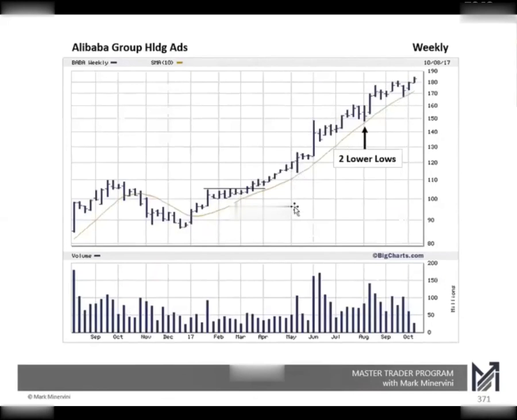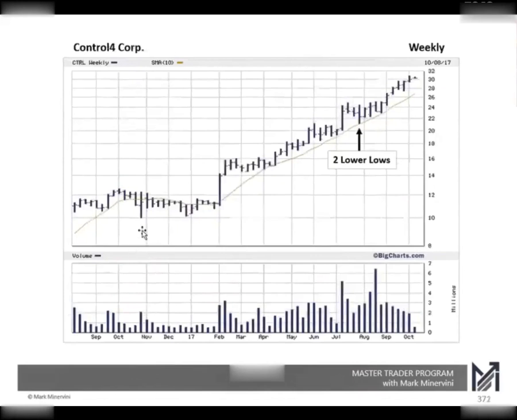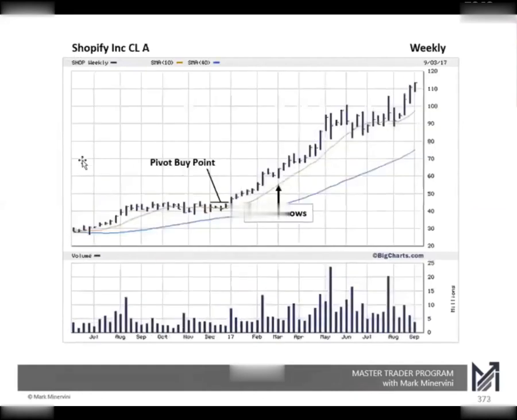This is a great way, especially if you're coming out of a large base, coming out of a bear market. You might have a leader by the tail, and if you want to try to stay with it, again, here's another one. Control 4 group. Comes out here. See, only one time did it even have a couple lower lows. So actually, yeah, two lower lows, and it happened above the 10-week, above the 50-day moving average. Let's see, is there another one more? Yeah, and this is Shopify. Again, two lower lows right here.